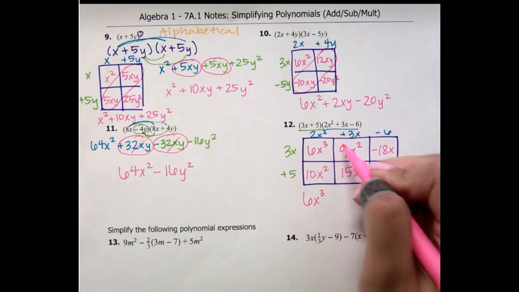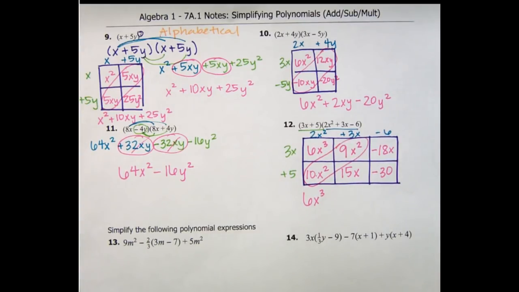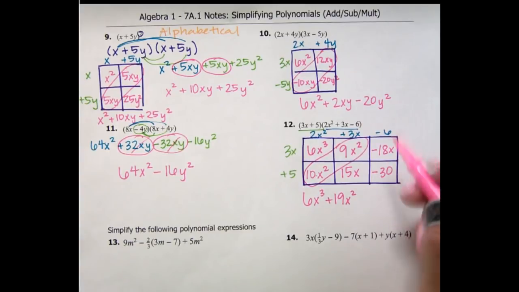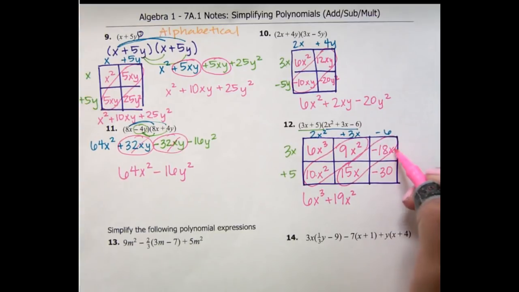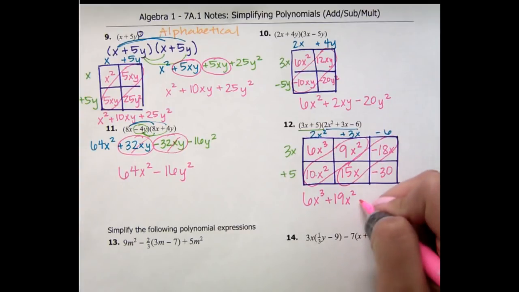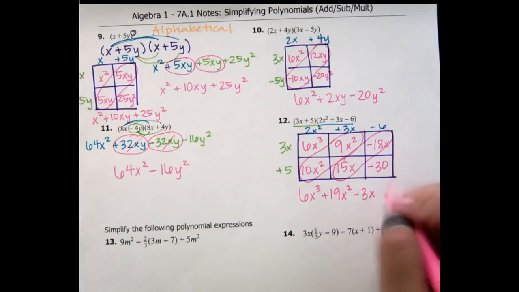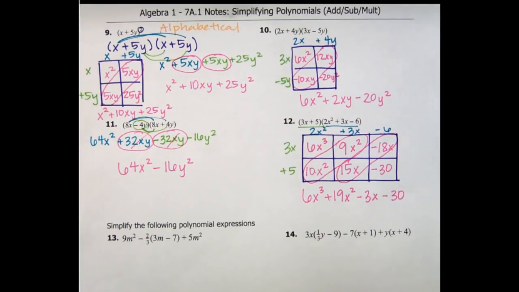Well, this has an x squared and this has an x squared. My like terms are still diagonal from each other. So 9x squared plus 10x squared is a positive 19x squared. So now I move to just my x. Well, these two are just an x without an exponent. So negative 18x plus 15x is a negative 3x. And then this one, there's nothing else, that's just a number. So we just bring that down. So minus 30. Fill in your box by multiplying, combine like terms by adding.